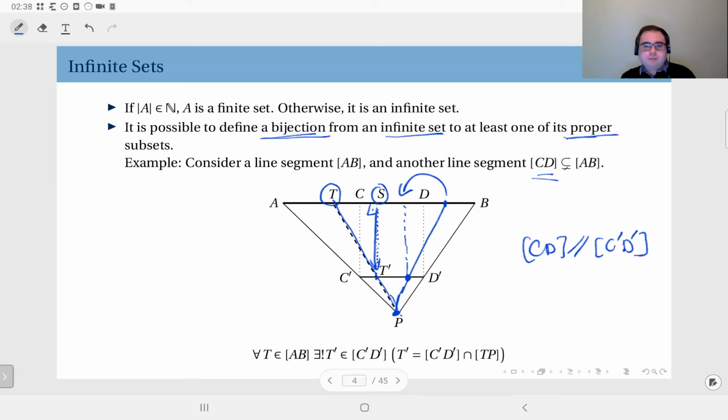So this is really a bijection. It's a little bit confusing because we definitely have missing elements in CD. Nonetheless, we are able to find a bijection between the two. You see, what this entails is, cardinality-wise, the set of points on AB and the set of points on CD are equal.